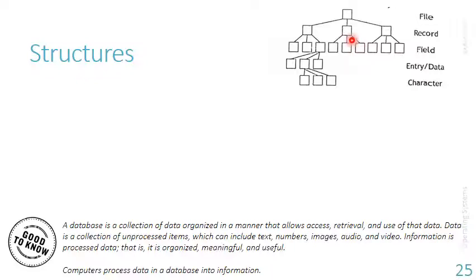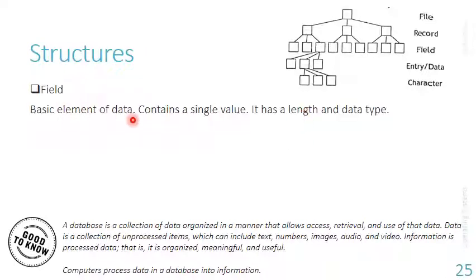So what's a field? For those who apparently have had a database course, this is good to know to refresh your memory. But you should know what a field is. And someone said it in a very nice way: a field could be seen as a column inside some kind of database. A column that will contain a particular type of information. So it's a basic element of data. It contains a single value, and it has, of course, a data type and a length.